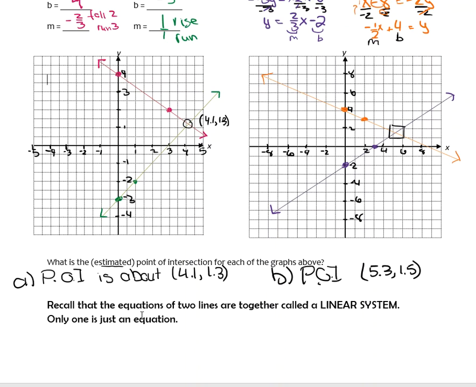Recall that the equations of two lines are together called a linear system. If you just have one equation, it's just an equation. So this is a system, and this is a system, because we have more than one.